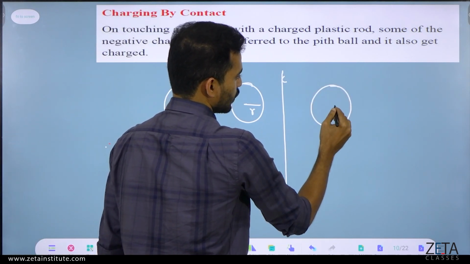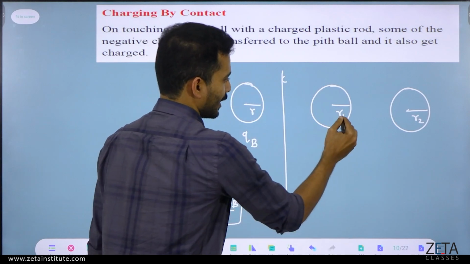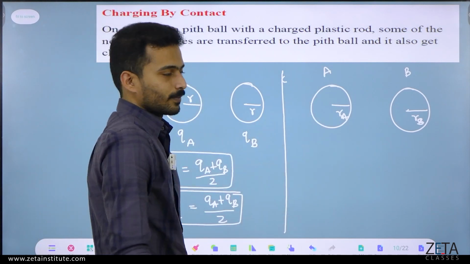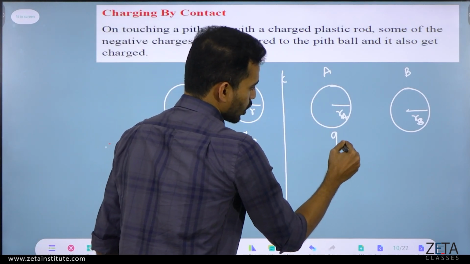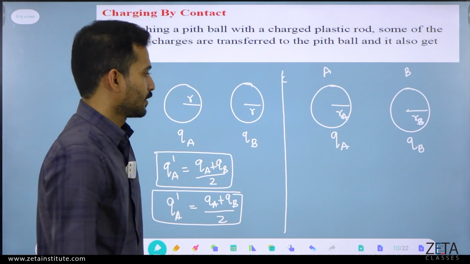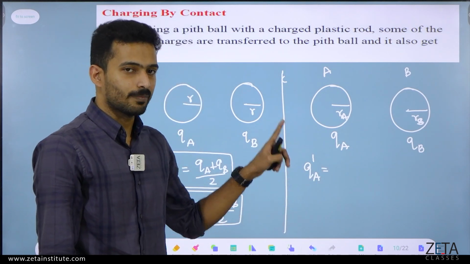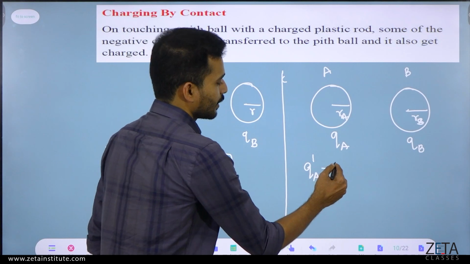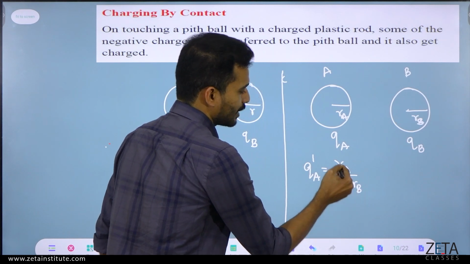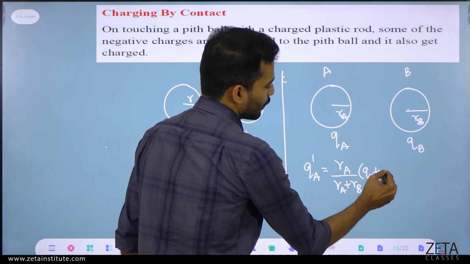One has radius R1 and the other has radius R2, or we can take them as RA and RB. So this is the first body and this is the second body. Before touching, the charge on this body is QA and the charge on this body can be taken as QB. Then after touching, what is the charge on QA? QA dash. That means the charge on body A after touching can be written like this: RA divided by (RA + RB) into (QA + QB).